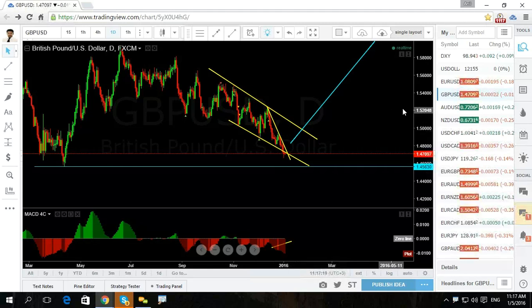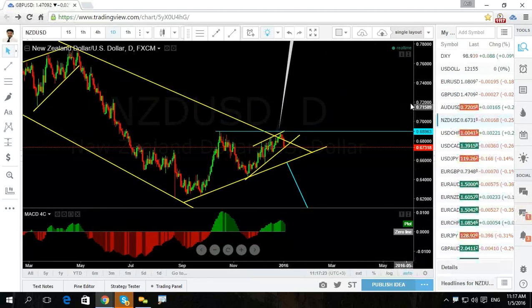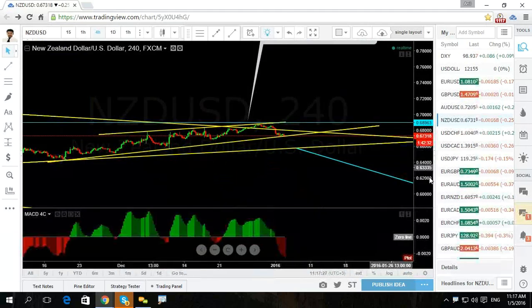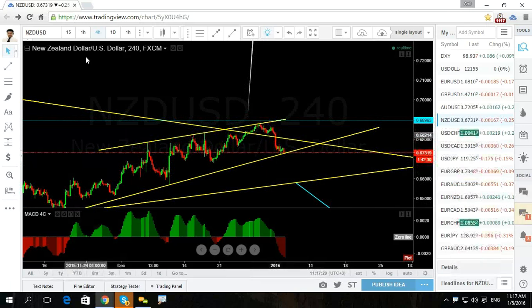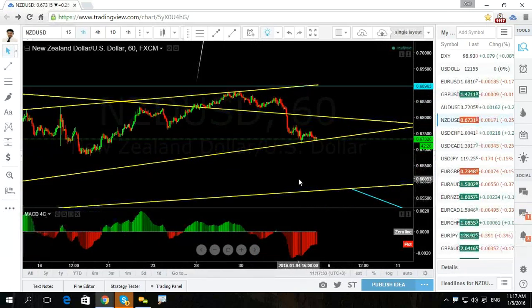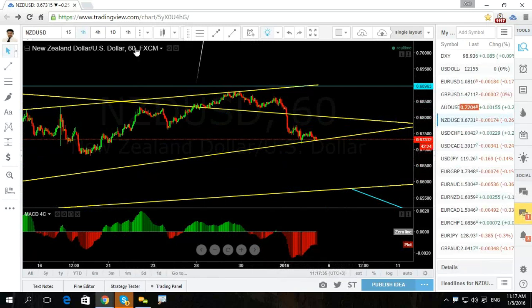Right? So let's go. Aussie, New Zealand. Let's see what New Zealand is doing. Pretty much back in, doing nothing. Let's go to the 4 hours. It's consolidating, which is what we wanted to see. We wanted to see some kind of a consolidation in this area. So if they consolidate in that area and then break, we will be interested in this trade.